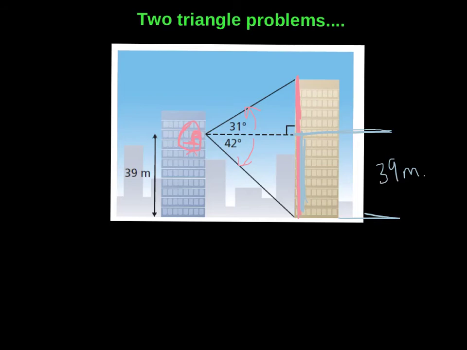Now what you need to do is figure out what this part is right here. So from here to here. How long is that top part of the building? And then you're going to add those two together to get the height of the taller building.